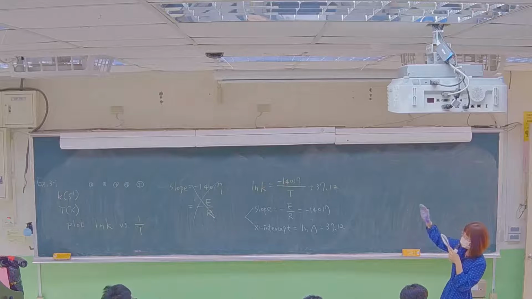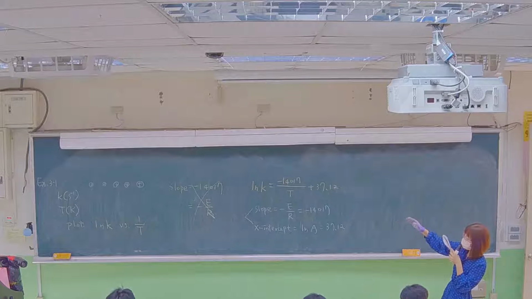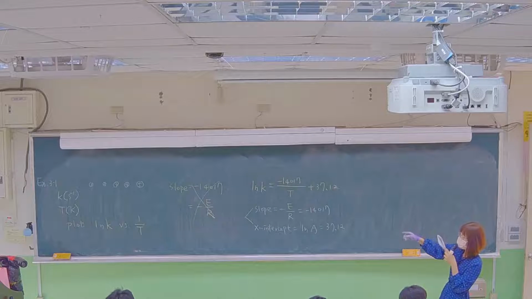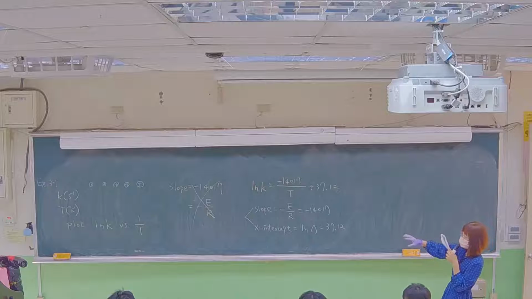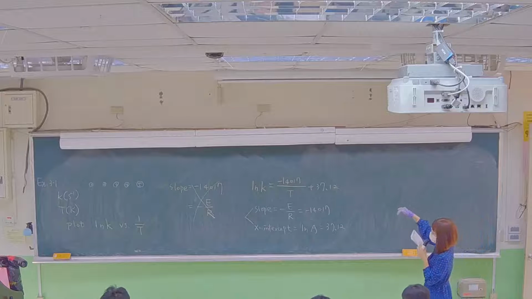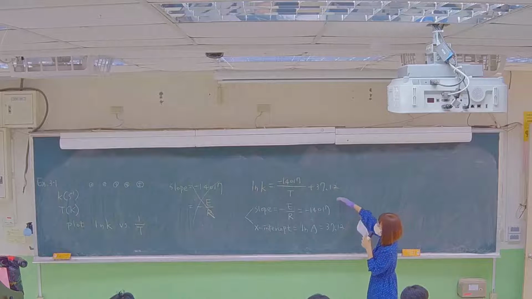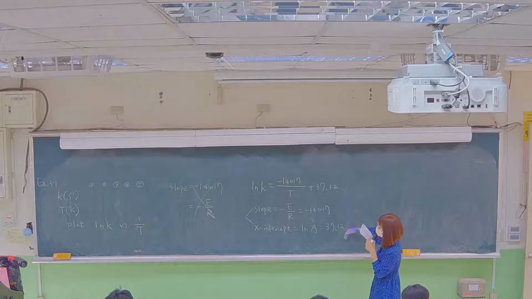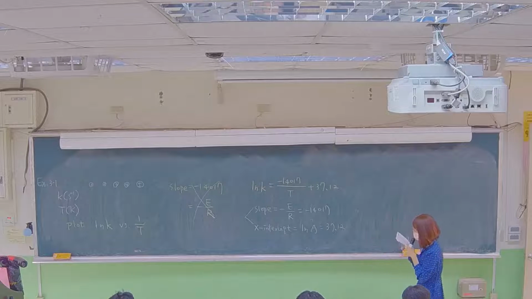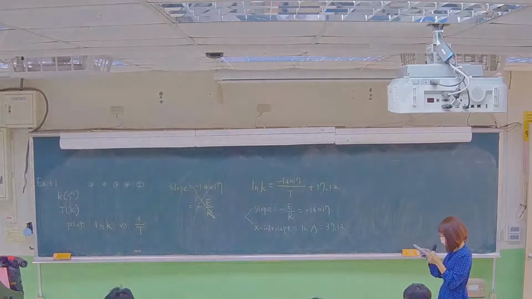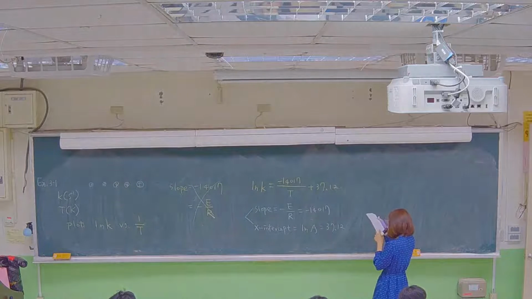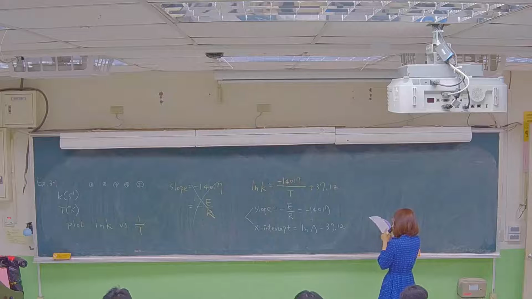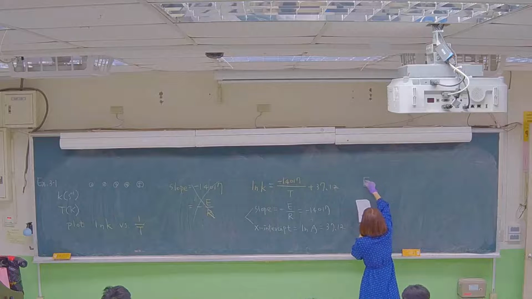So first, convert the data in the table to be natural log K and 1 over T. Draw a plot and a linear fitting. You got this one. You got the slope. You got the intercept. So let's calculate. Let's find the activation energy.